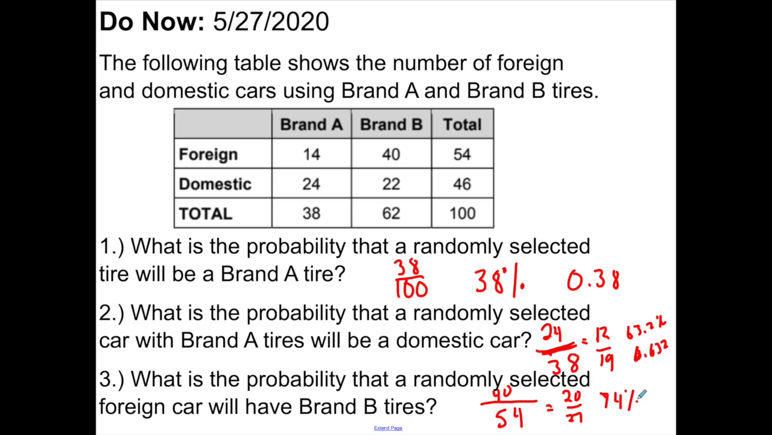Question one was more of a theoretical probability: you take all the brand A tires and divide by the total tires you could have chosen from. Whereas questions 2 and 3 were conditional probability problems. In the second one, the probability was conditioned on having brand A tires, that is, the probability of a domestic car given brand A tires. Problem 3 was conditioned on it being a foreign car, that is, the probability of brand B tires given we're using a foreign car.